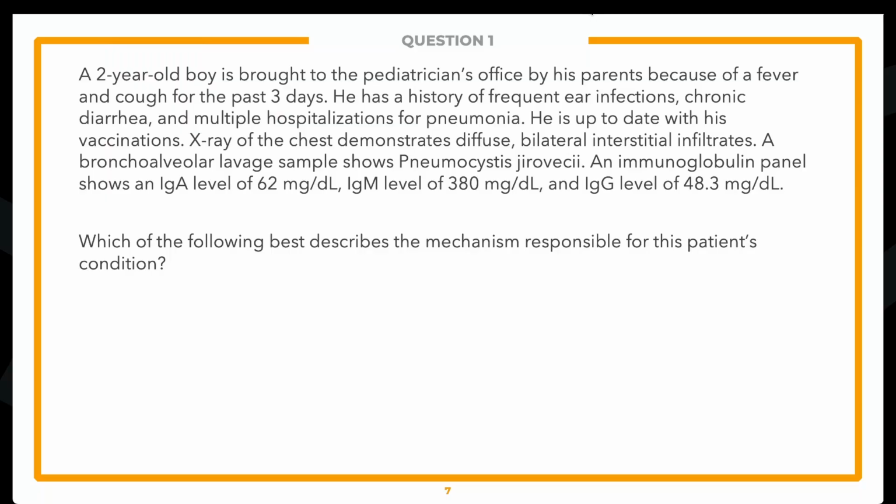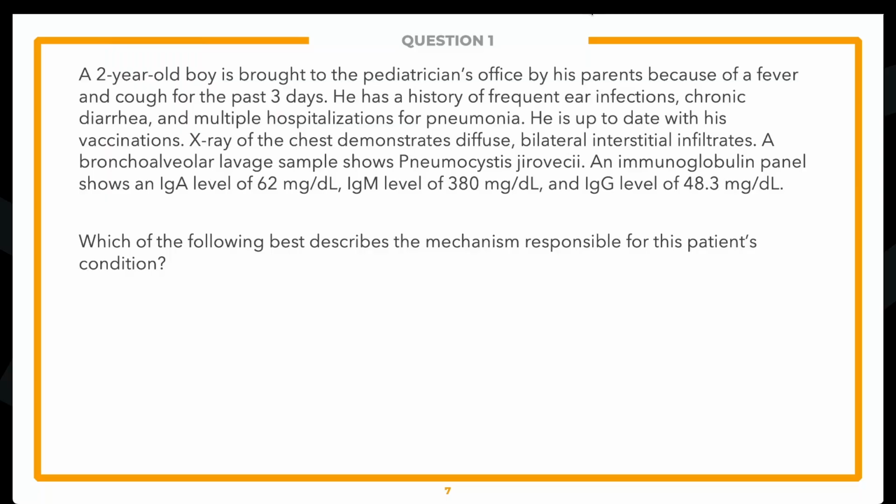A 2-year-old boy is brought to the pediatrician's office by his parents because of a fever and cough for the past 3 days. He has a history of frequent ear infections, chronic diarrhea, and multiple hospitalizations for pneumonia. He is up to date with his vaccinations. X-ray of the chest demonstrates diffuse bilateral interstitial infiltrates. A bronchoalveolar lavage sample shows Pneumocystis jirovecii, and an immunoglobulin panel shows an IgA level of 62, IgM level of 380, and IgG level of 48.3.